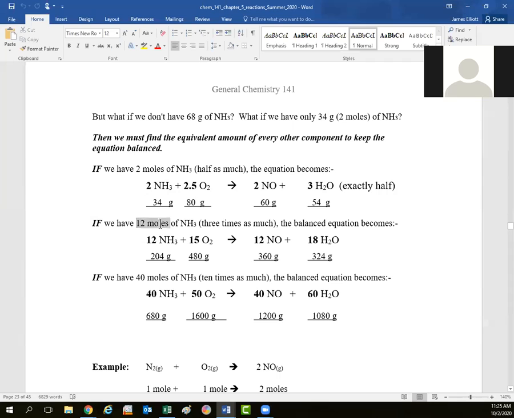Or if we've got 12 moles of ammonia instead of 4, that's 3 times more. So we'd use 3 times the amount of oxygen and produce 3 times the amount of nitric oxide and water. You get the idea. 10 times more, we use 10 times more of each material and produce 10 times more of each material.